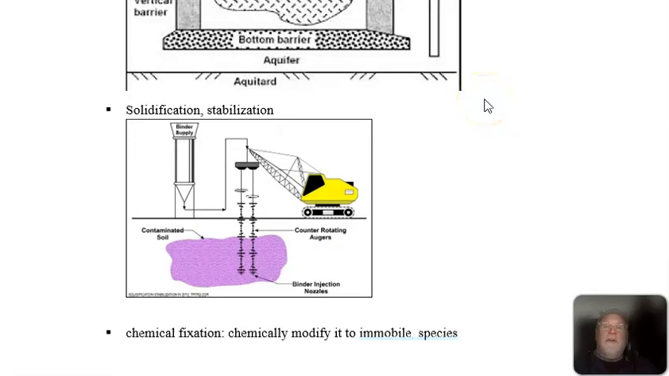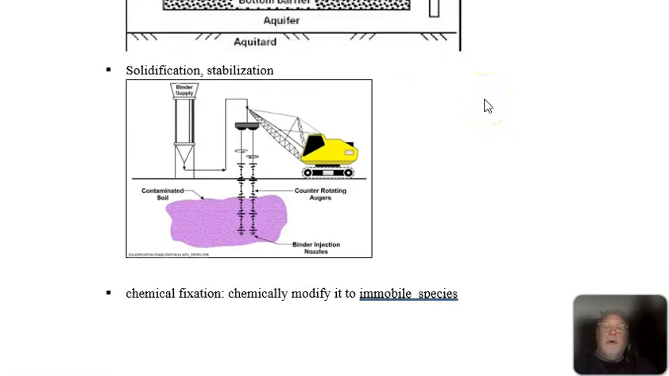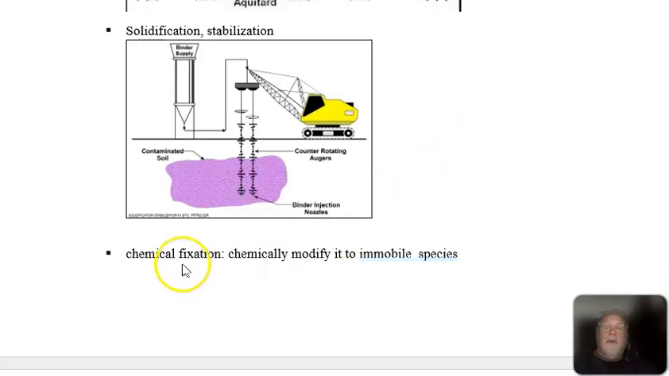Similar idea is solidification or stabilization, where you can mix some grout in there or something else that keeps it stuck there. So you solidified it or stabilized it so it's not going anywhere. You can also do that chemically, chemical fixation. You can chemically modify it to an immobile species.